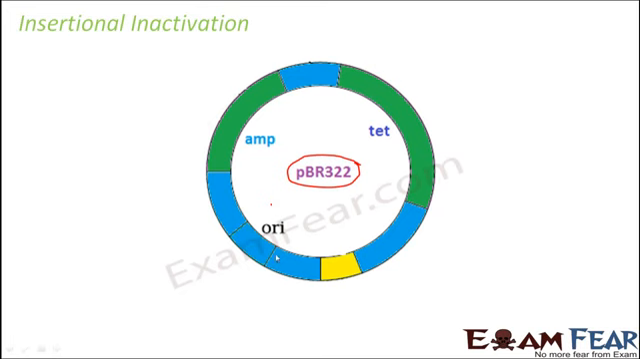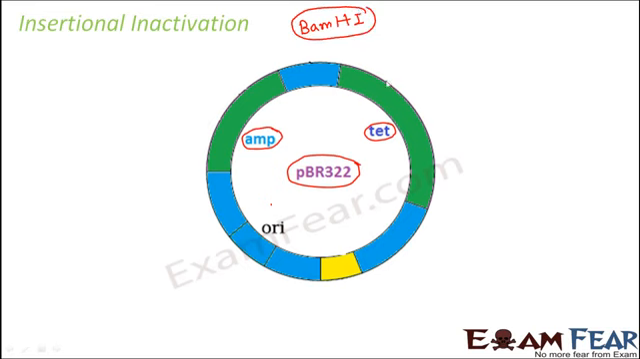You know that this is where its origin of replication lies. It has antibiotic resistance genes against ampicillin and tetracycline, and their sites are located here. We also know that it has restriction sites for different restriction enzymes like BamHI, EcoRI, PvuII, PstI, PvuI, etc. So let us take the example of the enzyme BamHI in this case.